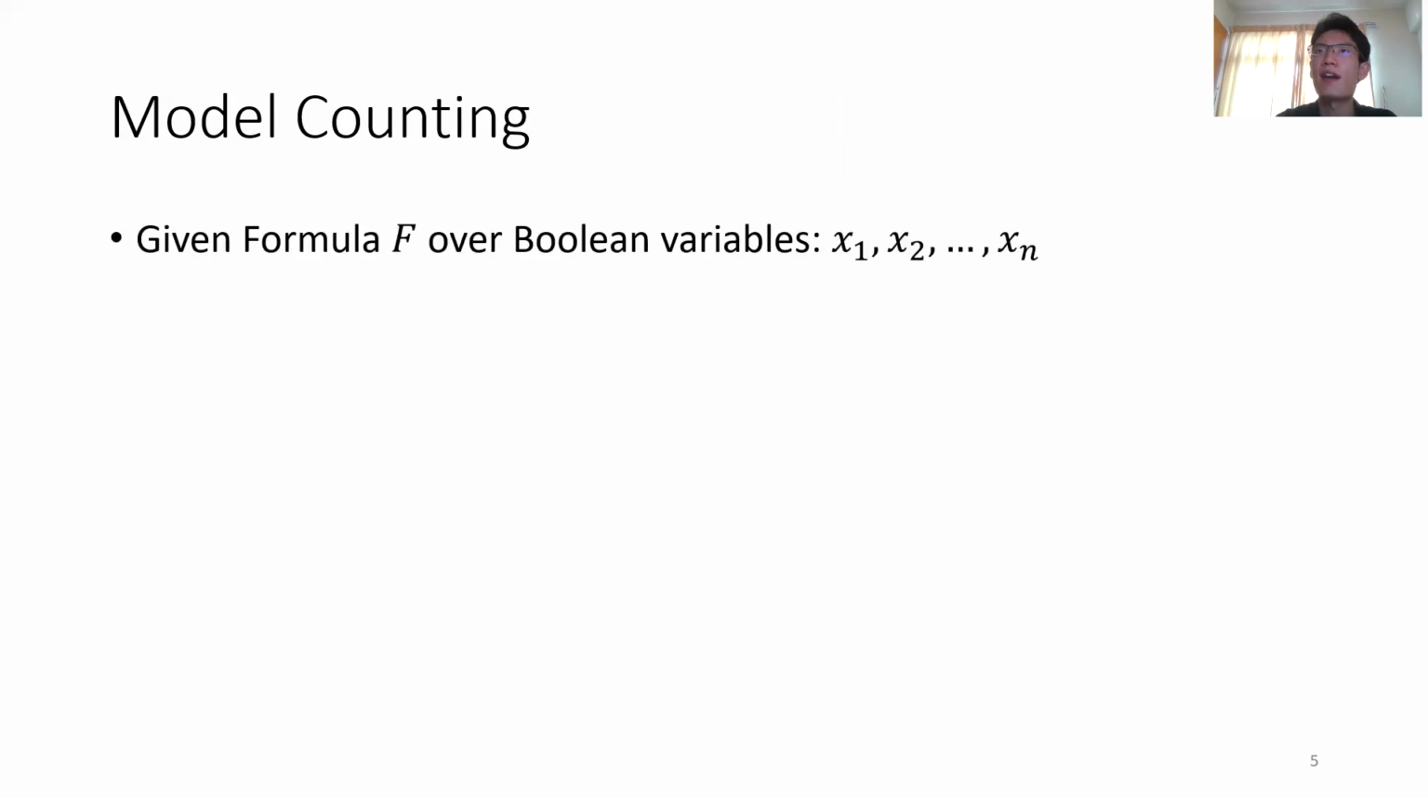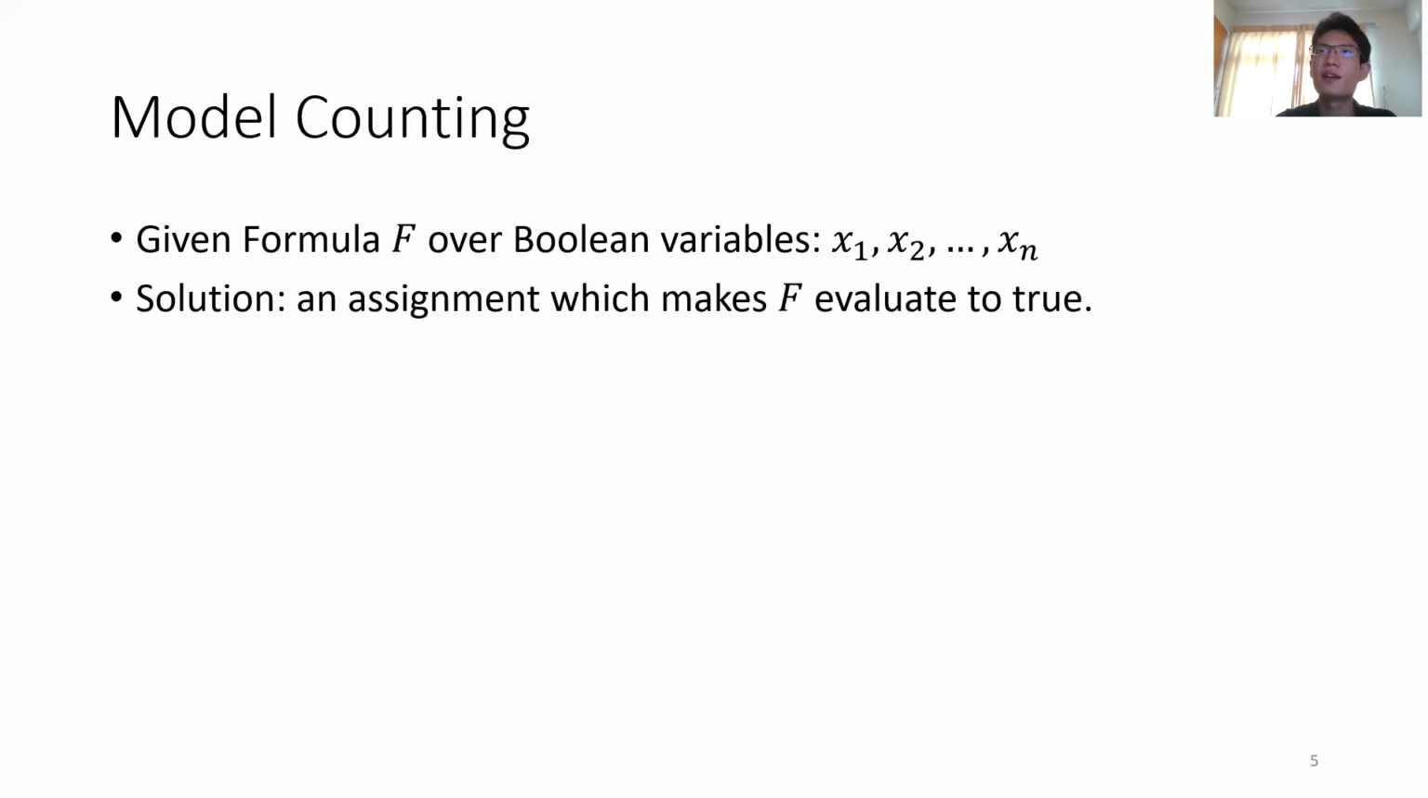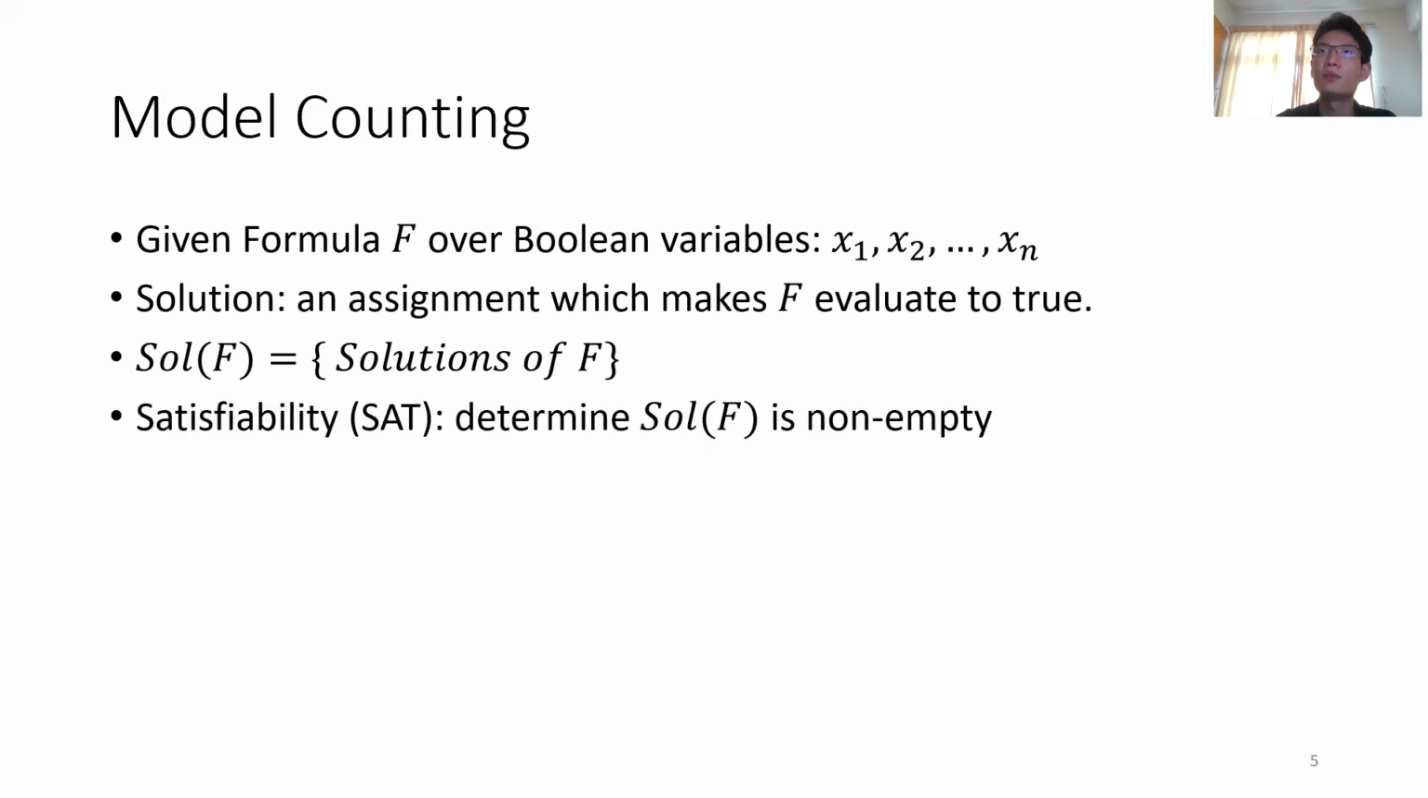Suppose we have a formula f over Boolean variables x1, x2 until xn. A solution is an assignment which makes the formula f evaluate to true. We use Sol of f to denote the set of solutions of f. A classical problem called satisfiability is to determine whether the solution set is non-empty or not. The problem of model counting is to compute the size of the solution set.